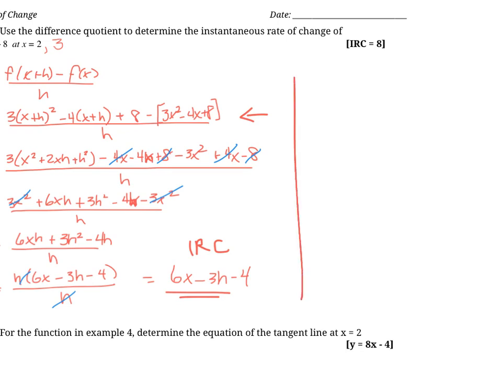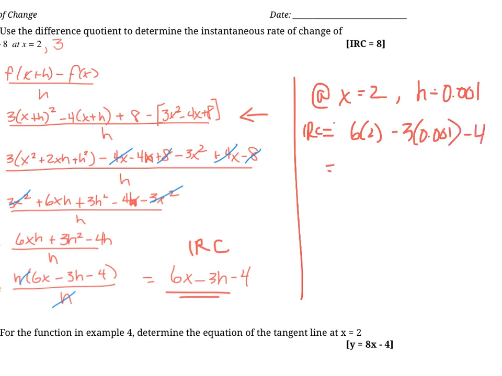So let's do it at x equals 2. The instantaneous rate of change, we'll use h equals 0.001 again. So the IRC is approximately equal to 6 times 2 minus 3 times 0.001 minus 4. That gives us 7.997. And if we round that to 2 decimal places, that's approximately 8.00, essentially. Not bad.